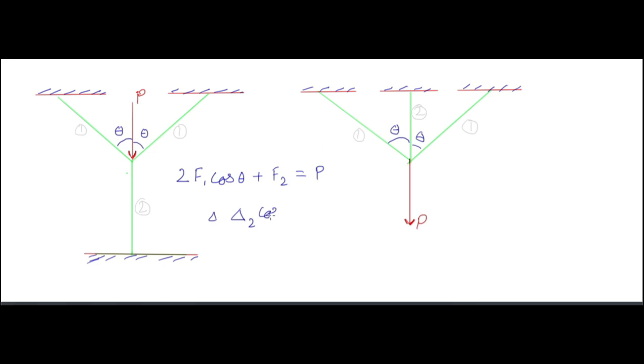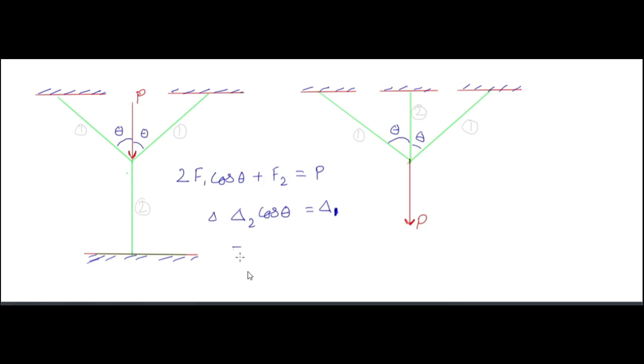So in this question we have 2F1 cos theta plus F2 is equal to P. P is the load acting, and F1 and F2 are the induced forces in those columns. F1 is the induced force in 1 and F2 is the induced force in 2. Both of these will have F1 and this will have F2. So 2F1 cos theta plus F2 is equal to P. This is nothing but the summation of forces in the vertical direction.